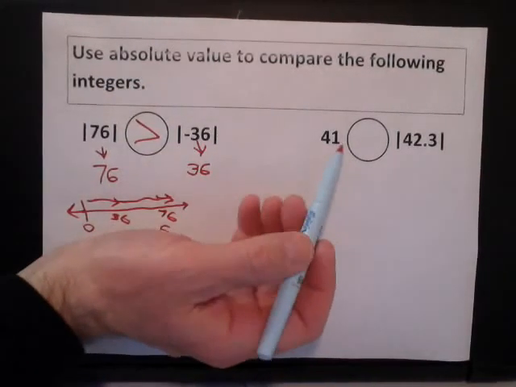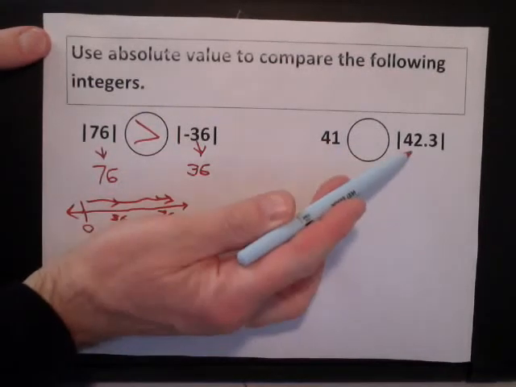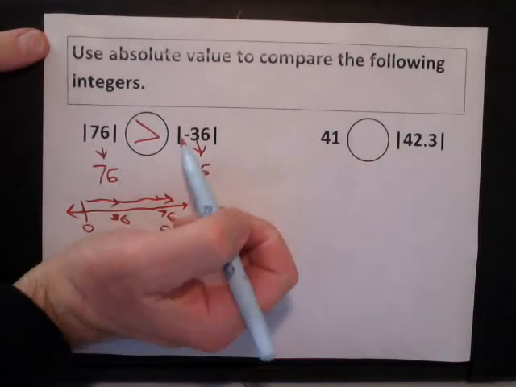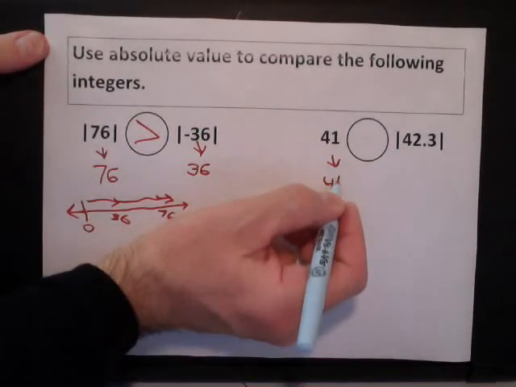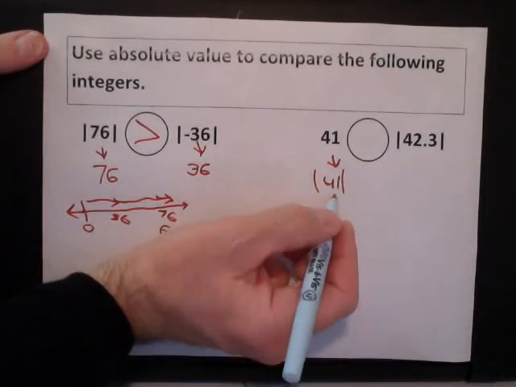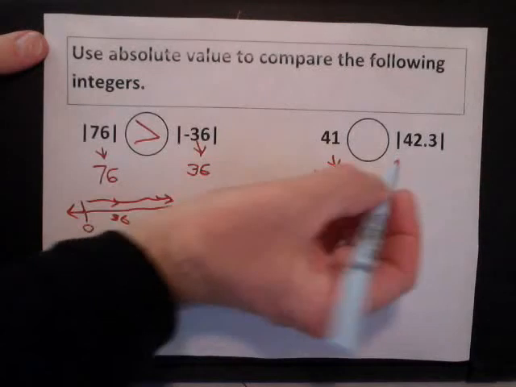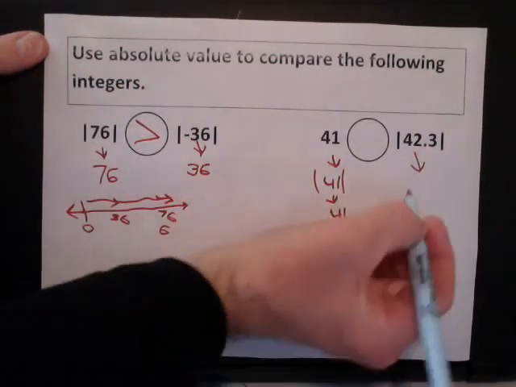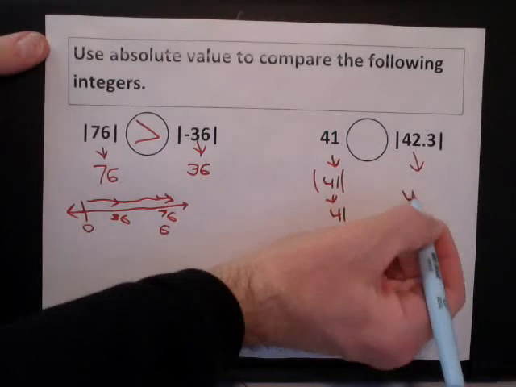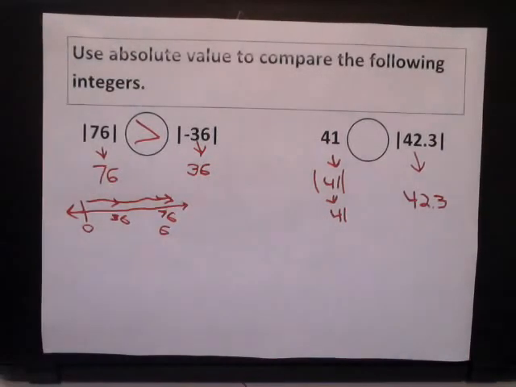Over here you have a different situation. They're asking you to compare the following integers: 41 compared to the absolute value of 42 and 3/10. Well, in this case, 41, if you take the absolute value, is just going to remain 41. For 42 and 3/10, its absolute value, even though there's a decimal, is going to be 42 and 3/10.